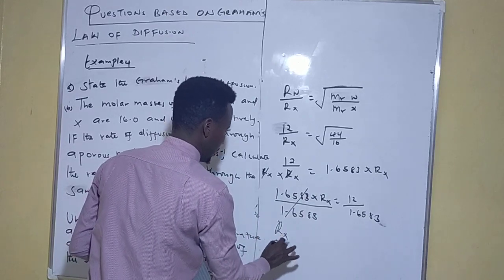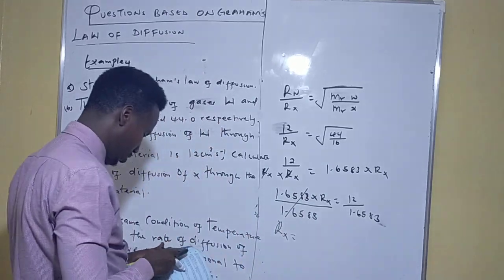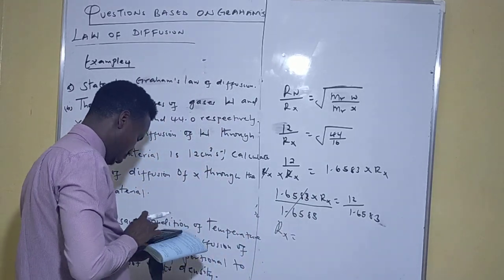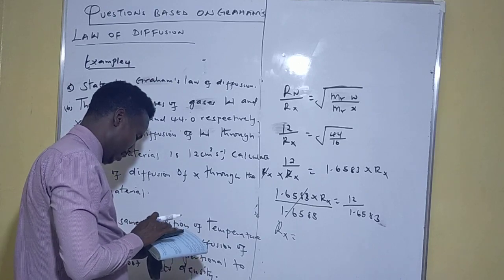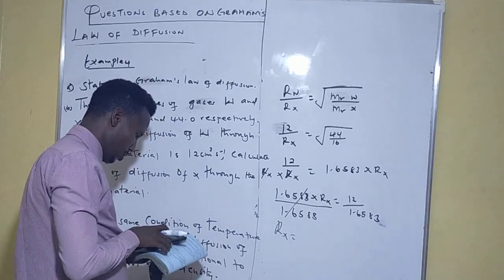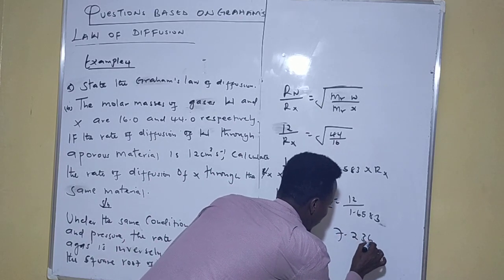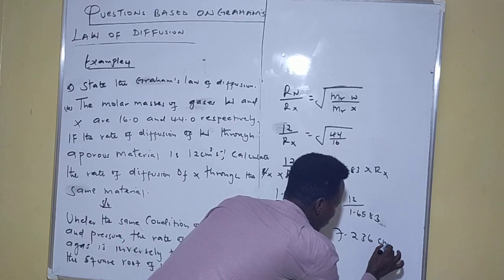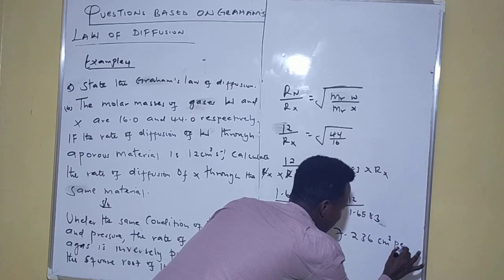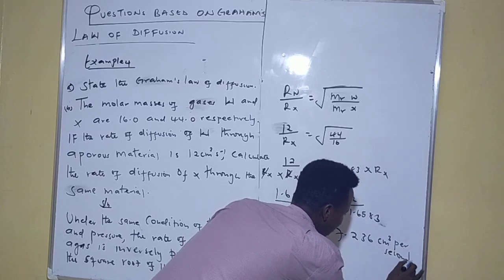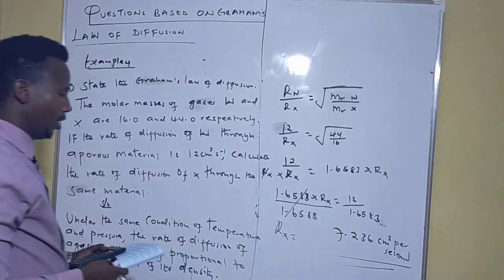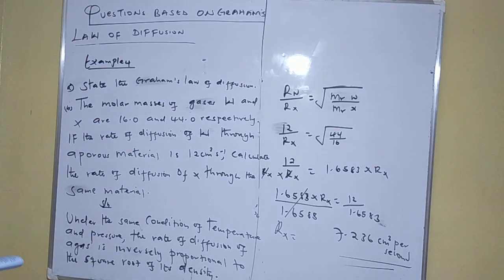So rate of X therefore is equal to 12 divided by the final answer we have gotten. That is 7.236 centimeter cubed per second. So that is the rate of gas X. Just understand that.